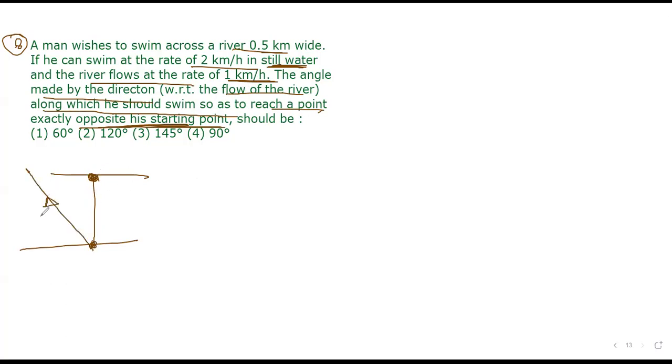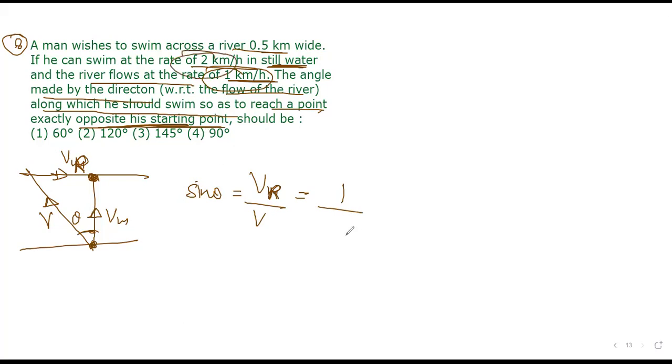We know this is the velocity of the man, v, that is the resultant velocity, and that's your river velocity. This was the first case. This is the angle theta, and we want to calculate this theta. Remember, I wrote sine theta. In this triangle, you can write sine theta as velocity of the river, vr, by velocity of man in still water. Look here, the river velocity is given as 1 kilometer an hour, and the velocity of the man in still water is 2 kilometers an hour. So sine theta is 1 by 2. Theta is 30 degrees.